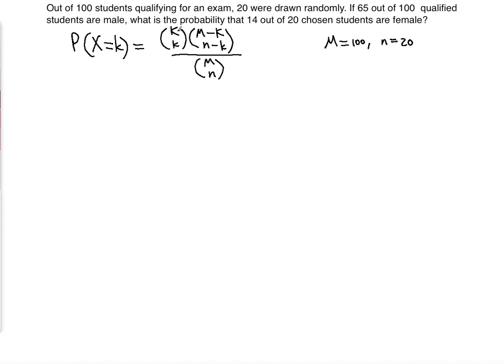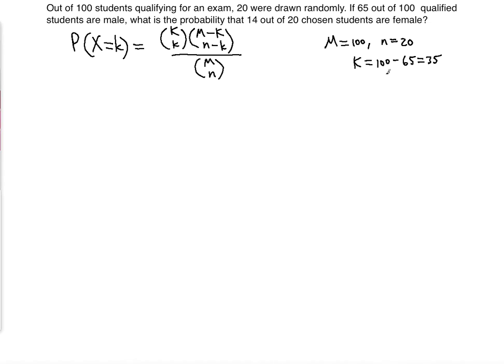Now obviously you can tell that K is going to be something large, right? And in this case we're concerned about choosing females, right? But it says 65 out of 100 are males, so we have to find the K value, which is the females. The total number of females in this case is going to be 100 minus 65, which is 35.